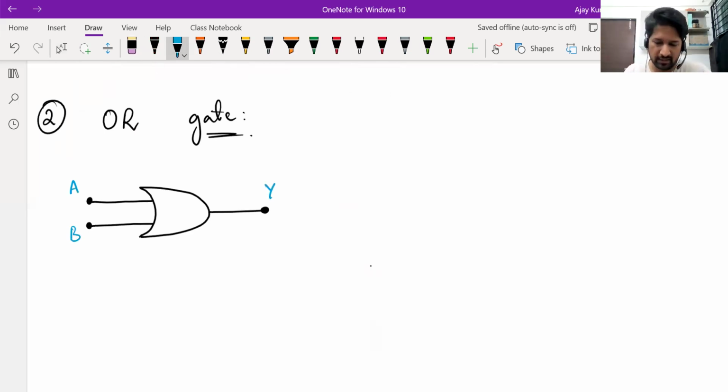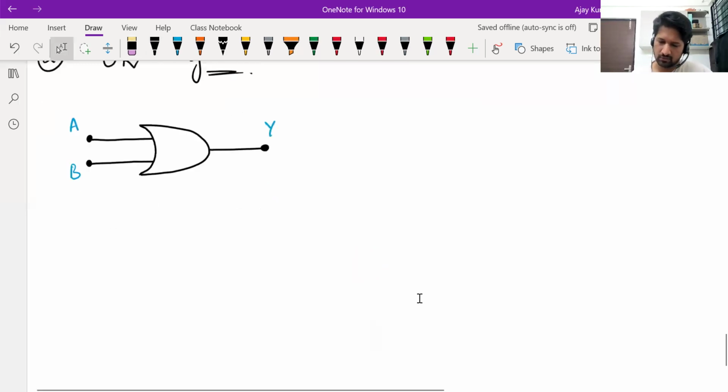Now what does an OR gate do? Whenever at least one of the inputs is a high voltage, the output will be a high voltage. So either A or B or both of them. If any of those is 1, the output will be 1. But when both A and B are zeros, the output will be 0. So one of them has to be high, then the output will be high.